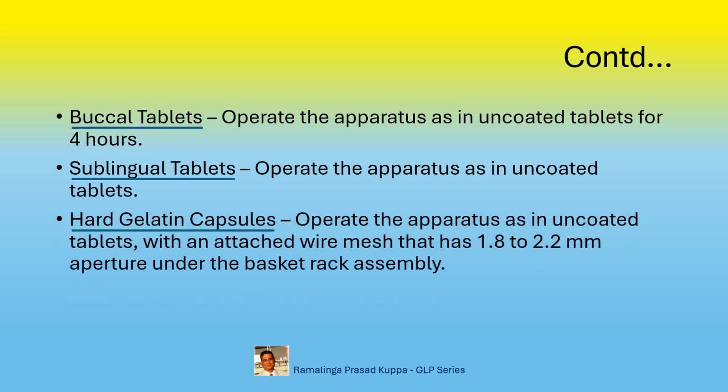Hard gelatin capsules. Operate the apparatus as in uncoated tablets with an attached wire mesh that has 1.8 to 2.2 mm aperture under the basket rack assembly. In this case also it is exactly as in uncoated tablets testing, including the acceptance criteria. But there is an addition of removable wire mesh with the specifications mentioned.